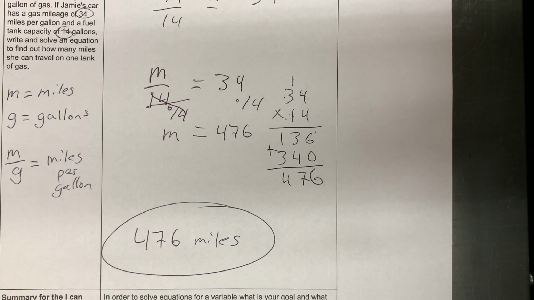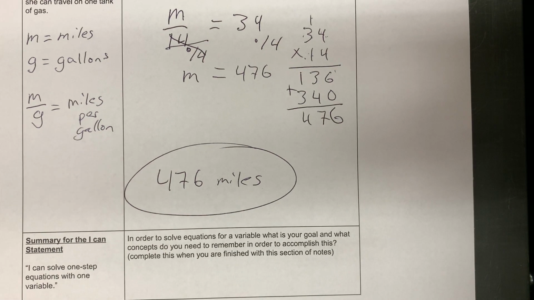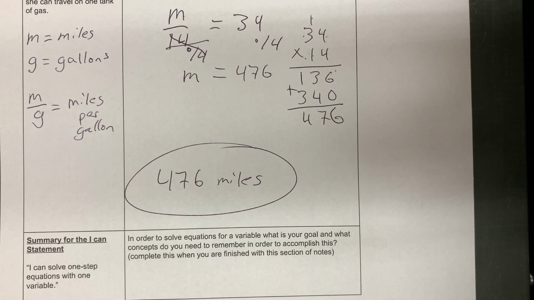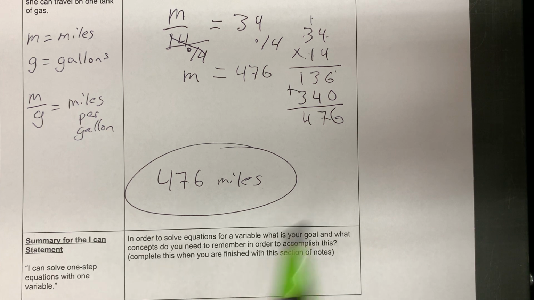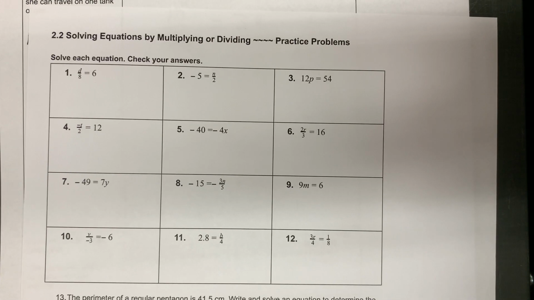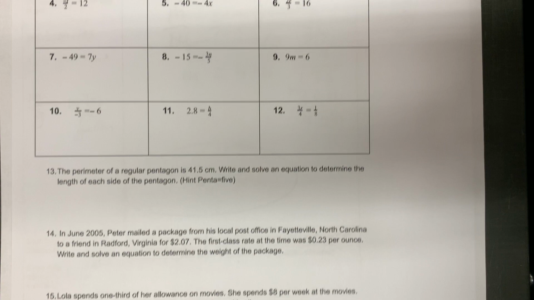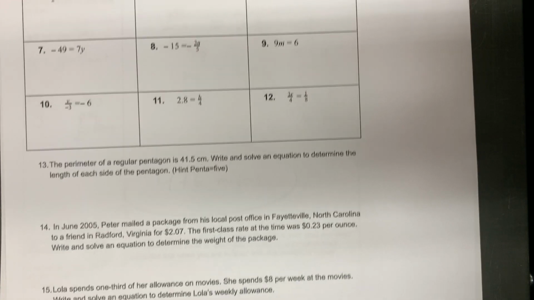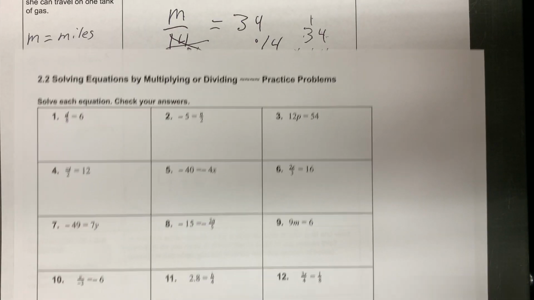So, a summary for this I can statement that we have here: I can solve one-step equations with one variable. In order to solve equations for a variable, what is your goal and what concepts do you need to remember in order to accomplish this? I need you to answer this question for yourself in this space here. That's a part of the notes that I need completed for you to receive credit as well. So make sure you're doing this on your own. Also, make sure that you're completing these practice problems that go with this. If you have any questions, make sure you jump back on the Google Meets or send me an email if you need additional help. Thank you.